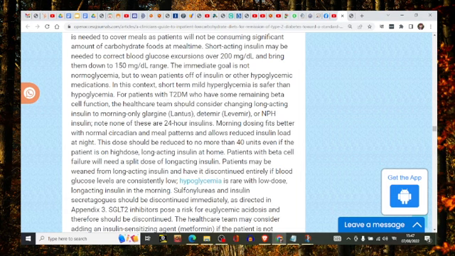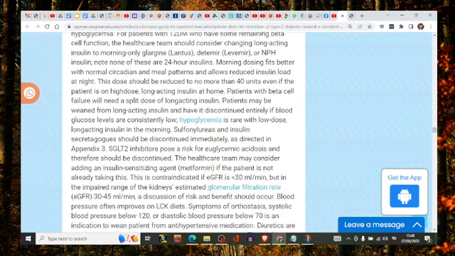For patients with T2DM who have some remaining beta cell function, the healthcare team should consider changing long-acting insulin to morning-only glargine or Lantus, detemir or Levemir, or NPH insulin. Note, none of these are 24-hour insulins. Morning dosing fits better with normal circadian and meal patterns and allows reduced insulin load at night. This dose should be reduced to no more than 40 units even if the patient is on high dose long-acting insulin at home.